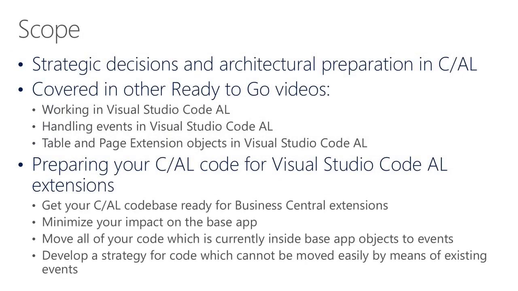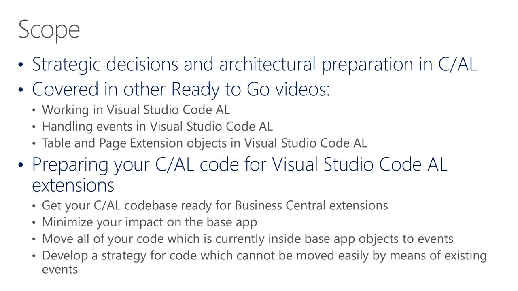This video is about strategic decisions on moving an existing traditional code base to an event-based architecture, and first and foremost about how to prepare for that in CAL. It is about the transformation process and not yet about working in Visual Studio Code AL. If you want to learn more about developing extensions in Visual Studio Code AL, please have a look at other videos in this series, which are about working in VS Code, handling events in VS Code AL, and implementing table and page extension objects in VS Code AL. In this video, you will learn how to lay the groundwork for that.